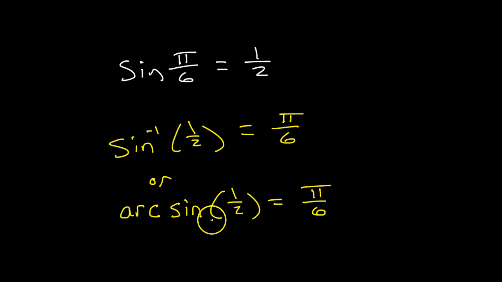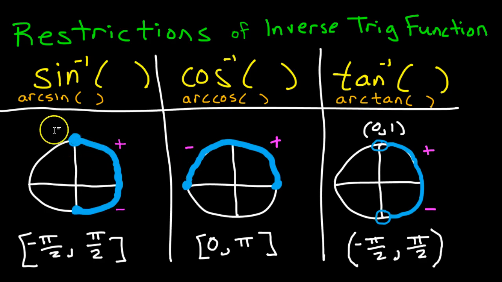Now, technically, you could take the sine of many other angles that would also give you 1/2 for an answer, because you could go around the unit circle infinitely many times and land on the same spot. But you cannot have a function that's going to give you more than one answer. So what they came up with is they put restrictions on the range of inverse trig functions. So you need to memorize these restrictions.